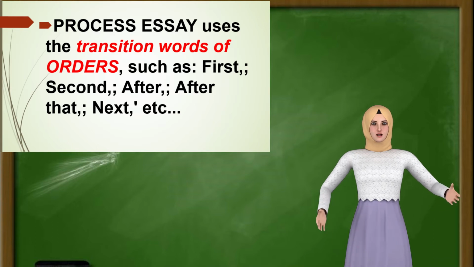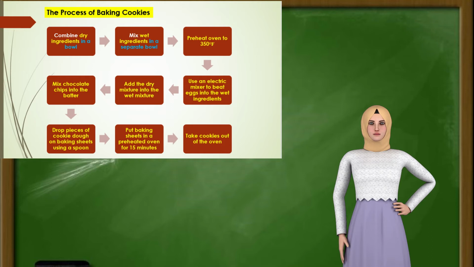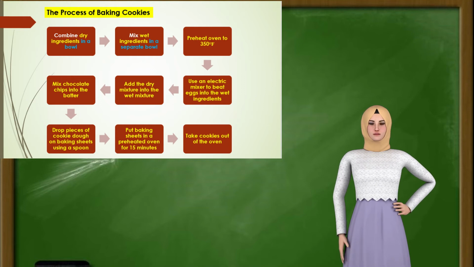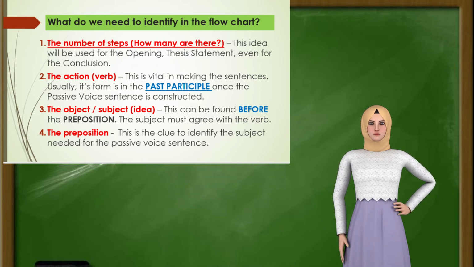The first thing to identify is the topic given. This is important to make the background or topic sentence more effective. Aside from identifying the topic, a writer must identify as well the following. First is the number of steps. This idea will be used for the opening, thesis statement, even for the conclusion.